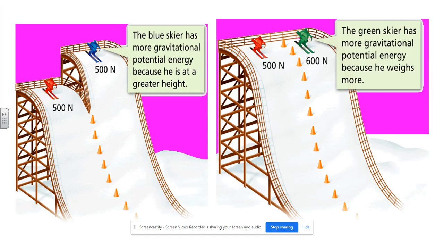On the left-hand side of your screen, you'll see two skiers. Both weigh the same amount, 500 newtons. The red skier is starting from a lower position than the blue skier. The blue skier will have more potential energy because he is starting from a higher location. On the right-hand side of your screen, you see two skiers. One weighs 500 newtons, the red one. One weighs 600 newtons, the green one. Both are starting at the same location, but the green skier, who has more mass, will have more potential energy.